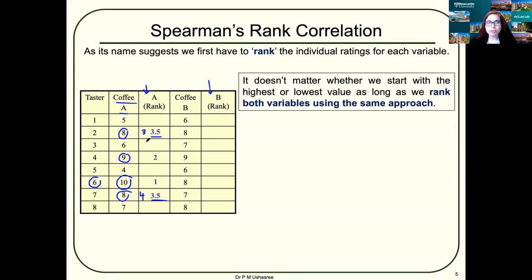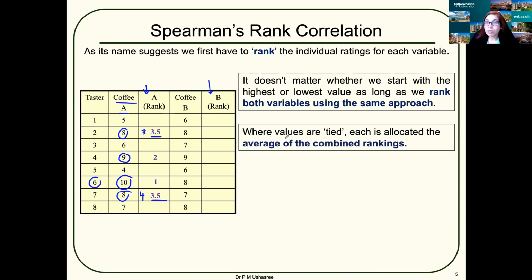Got it? So the rank here is not 3 and not 4. It is 3.5, the average of the two ranks. So where values are tied, that is, if you have two values the same, then you average the combined ranking. And one more important point, it doesn't matter whether we start with the highest or lowest value, as long as we rank both variables A and B with the same approach. So it doesn't matter.